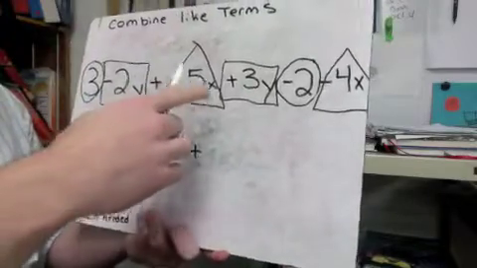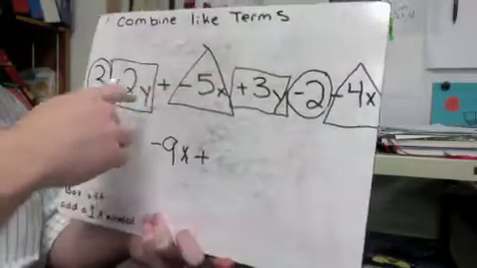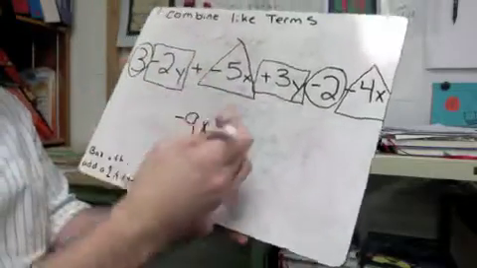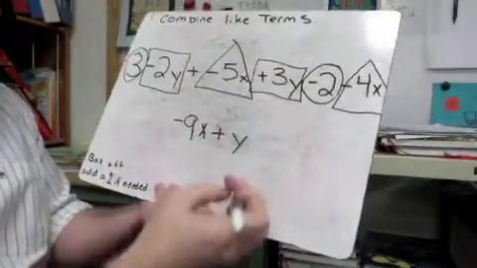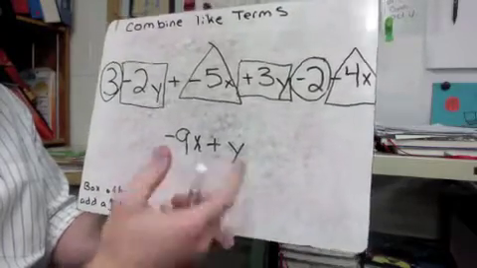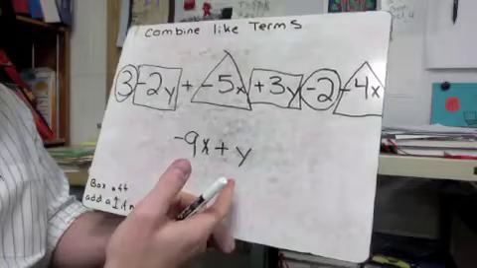Negative 2y, positive 3y. If I put a negative 2 and a positive 3, that should be a positive 1. So I could write this as just y if I wanted to, is fine, because understand that y is the same thing as 1y. So we could just do that as okay.